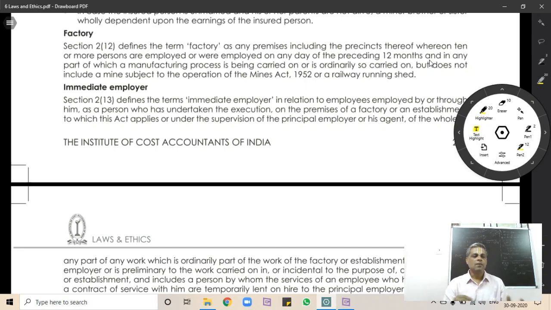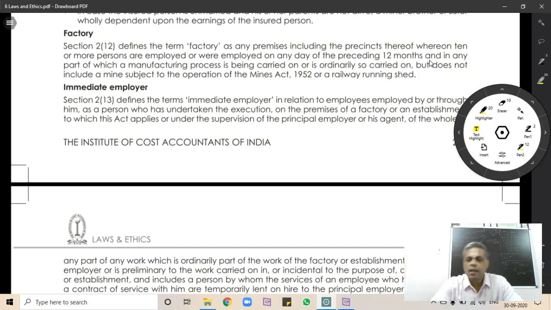So it means that if 10 or more people are employed at any given point of time in the preceding 12 months, that premises is called a factory. Manufacturing need not happen in the entire factory; a portion of the building can be used for manufacturing, and then the entire premises or the precincts will be termed as a factory.